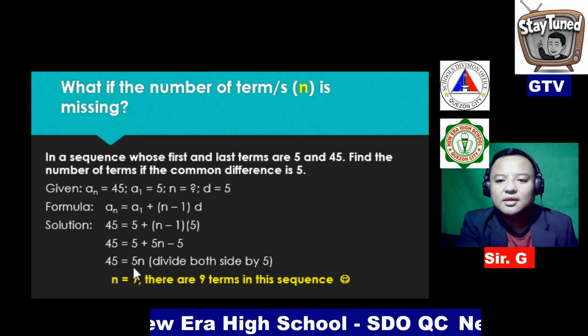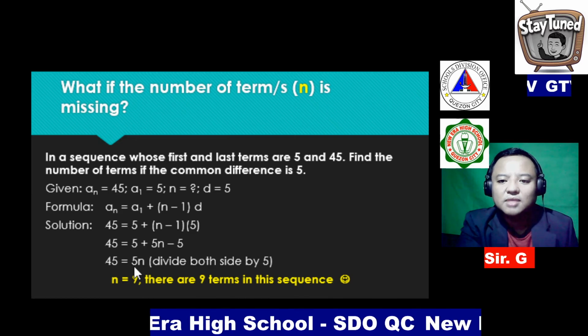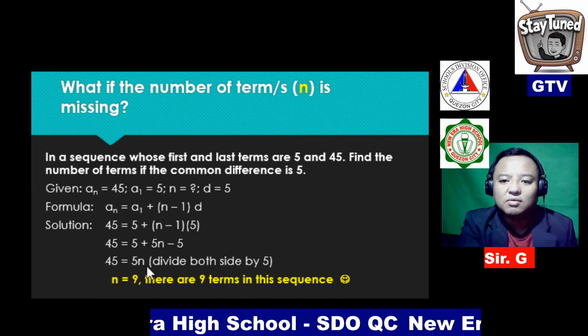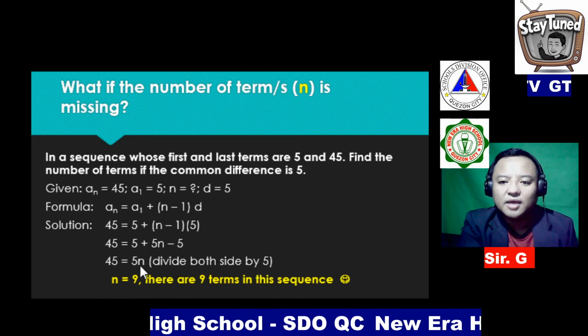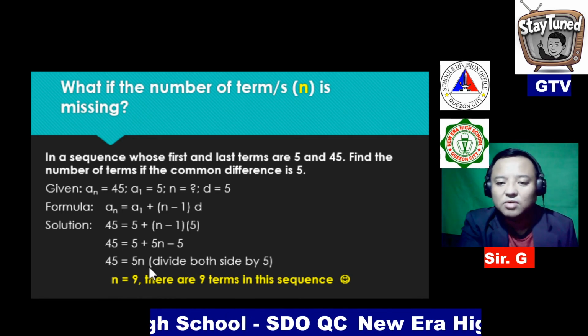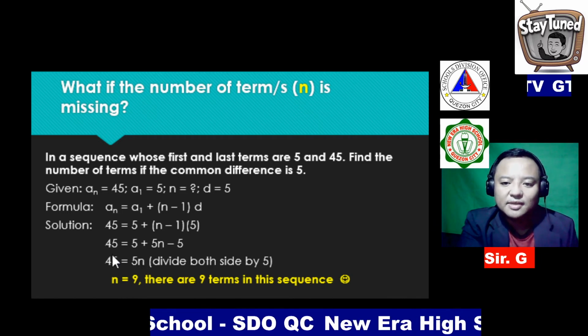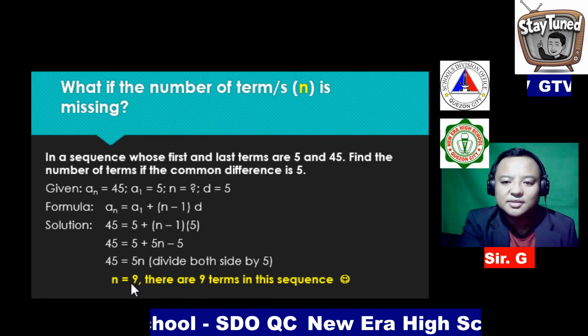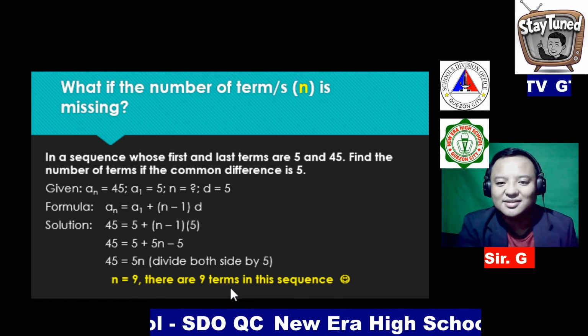Our main goal is to isolate n. So we have to eliminate 5. The question is how? Simple. Divide both sides by 5. So 5n divided by 5 is equal to 1, and what is left is n. Then 45 divided by 5 is equal to 9. So, therefore, there are 9 terms in this sequence.